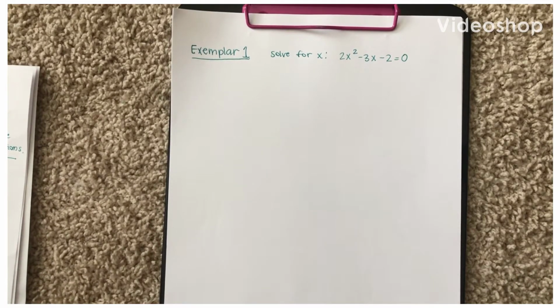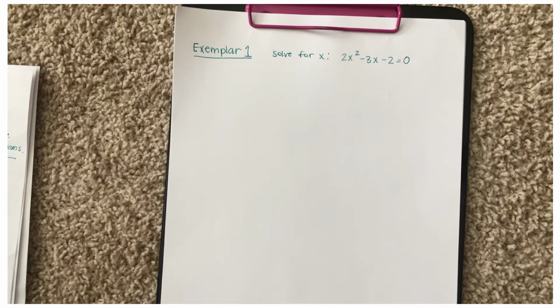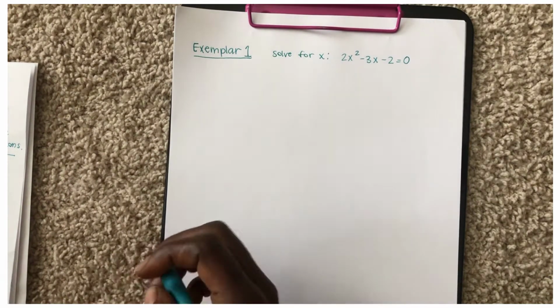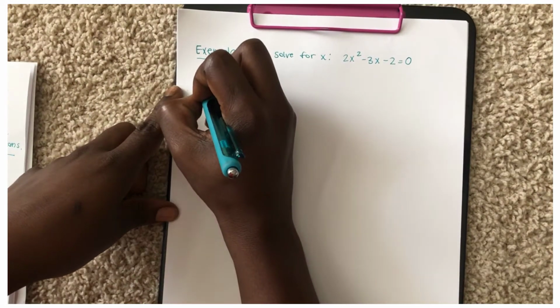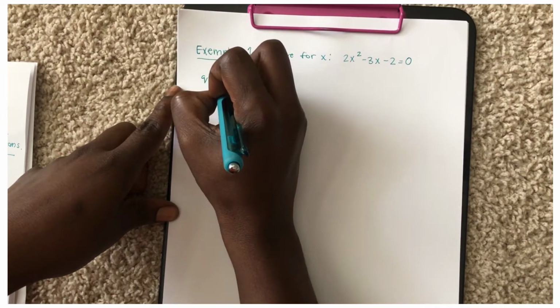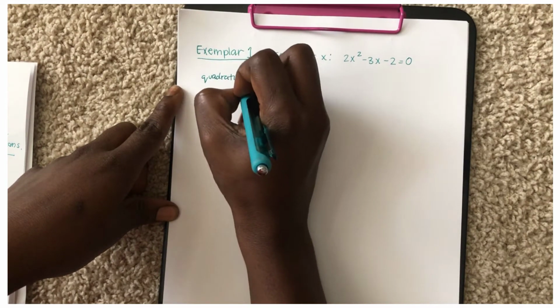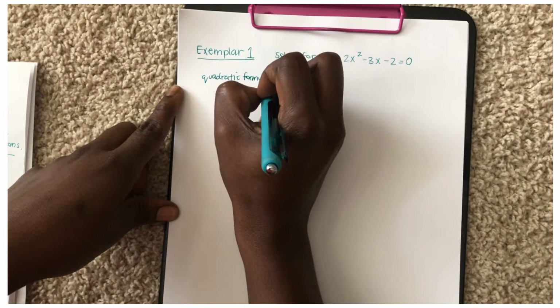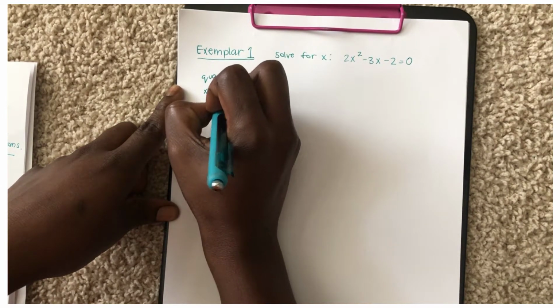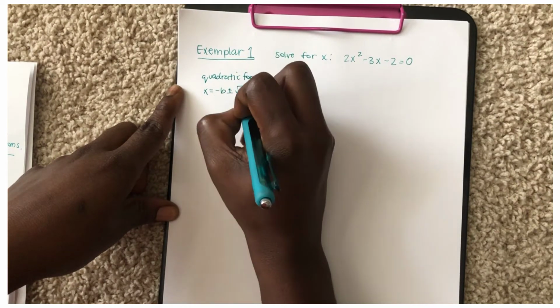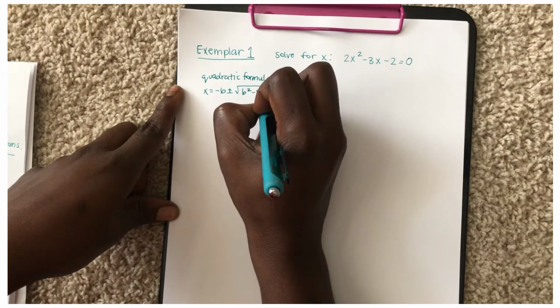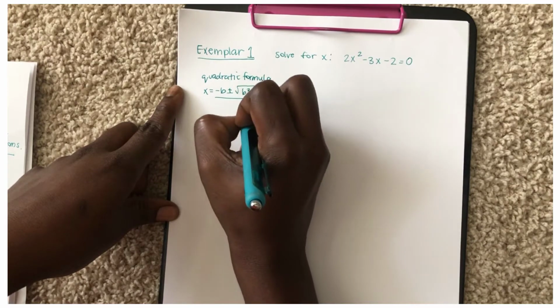All right, so here is our first example that we are going to solve for x. It says 2x squared minus 3x minus 2 equals 0. Because we're using the quadratic formula, it's in our best interest to probably write that quadratic formula down. It's good for me to reference. If you have it in your notes already, then you know it. Quadratic formula is x equals negative b plus or minus the square root of b squared minus 4ac all over 2a.